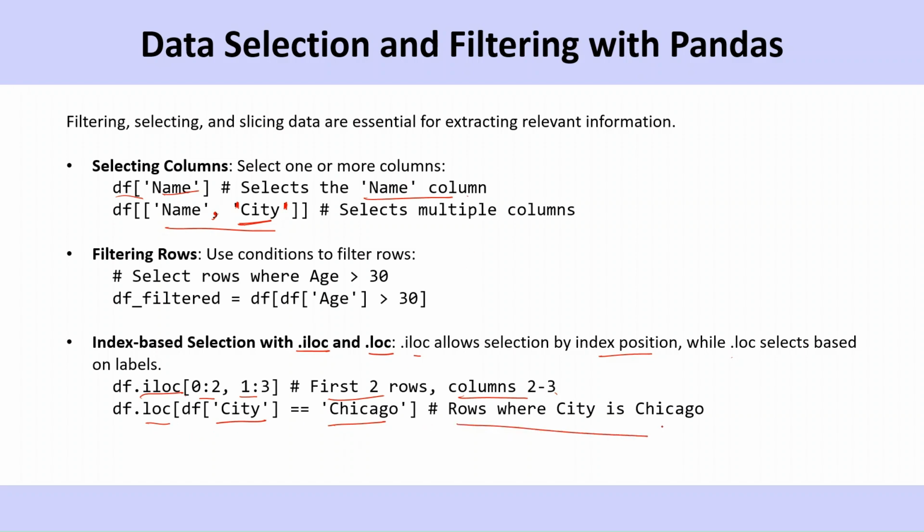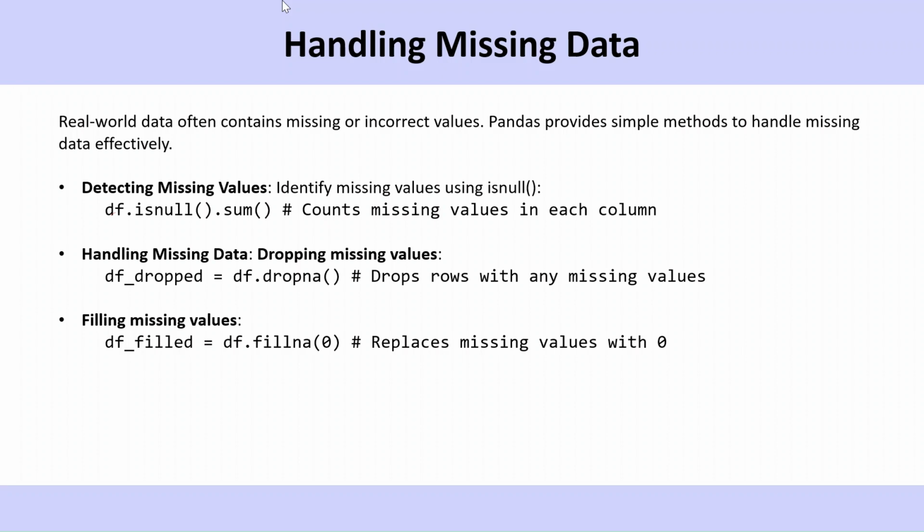the city is Chicago. So for handling missing data, we can detect the missing values using the isnull function. And if we want to drop them, we can use the dropna function. And if we have to fill them, we can replace them using 0 or the fillna function. And this fillna function, what will it do? It will simply replace the none values with 0.